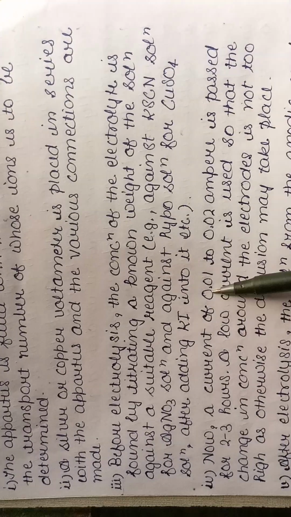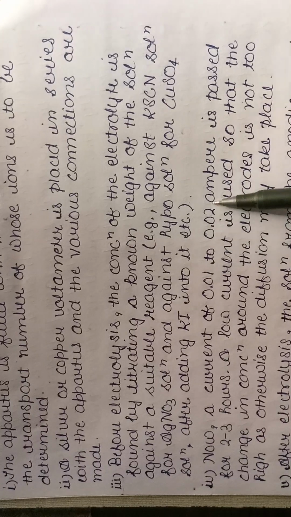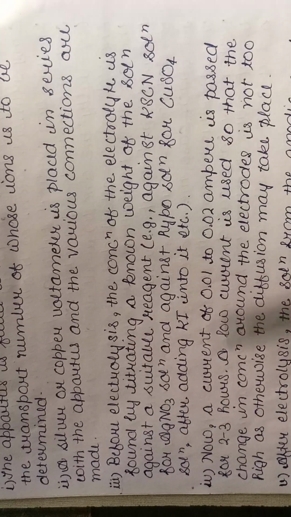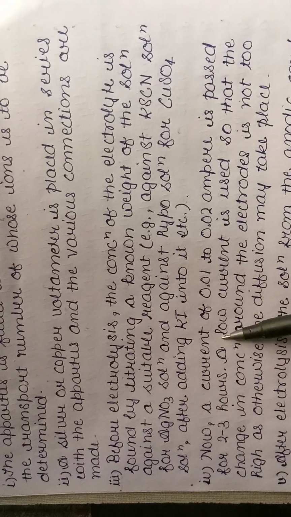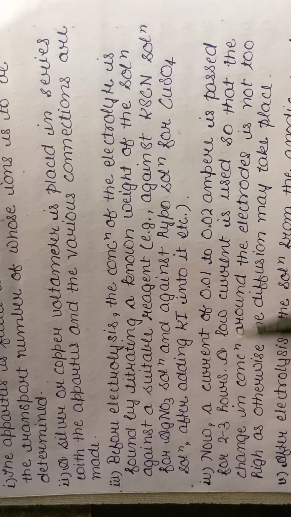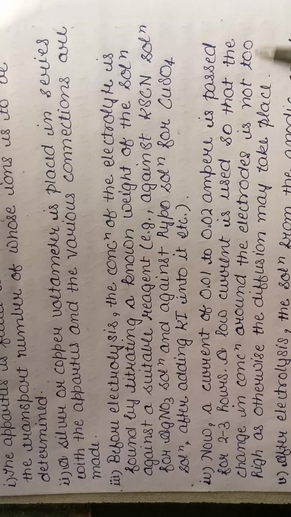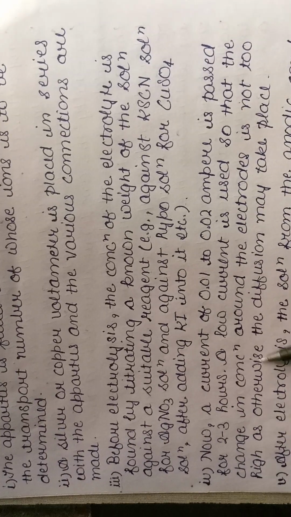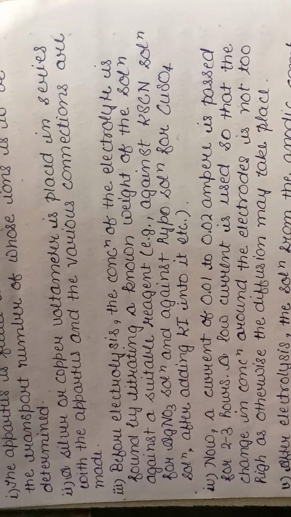Now, a current of 0.01 to 0.02 ampere is passed for 2 to 3 hours. A low current is used so that the change in concentration around the electrodes is not too high, as otherwise diffusion may take place.